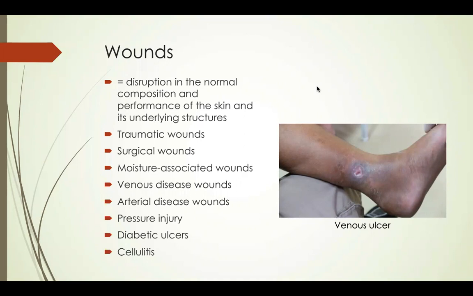Then you could also have an acute unintentional wound, and that would be a traumatic injury. You burned yourself, a gunshot wound, a puncture. So anything like that. They could also be traumatic wounds. They could be like surgical wounds or moisture associated as well.